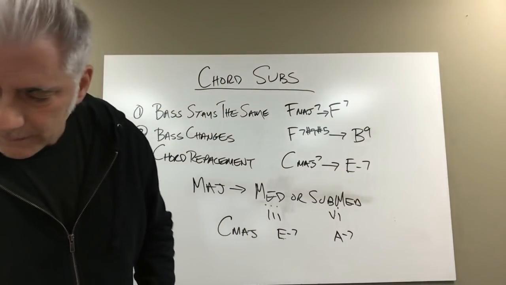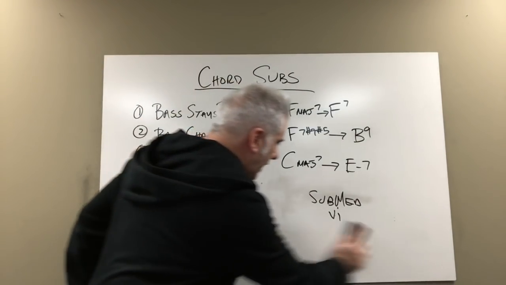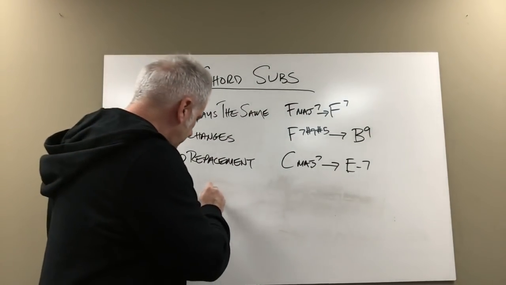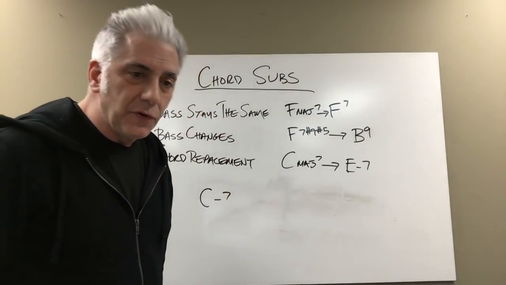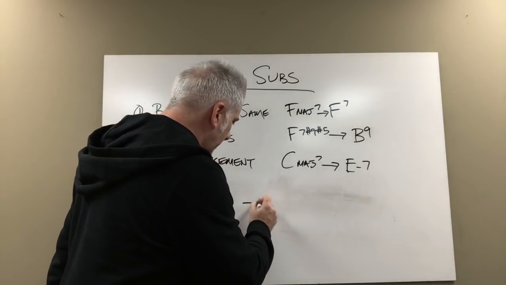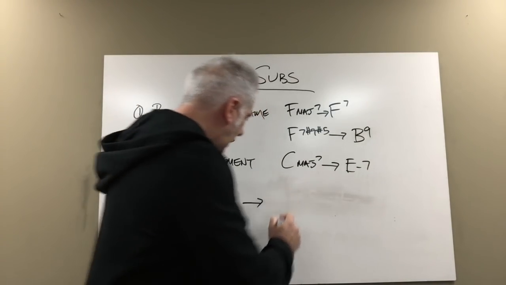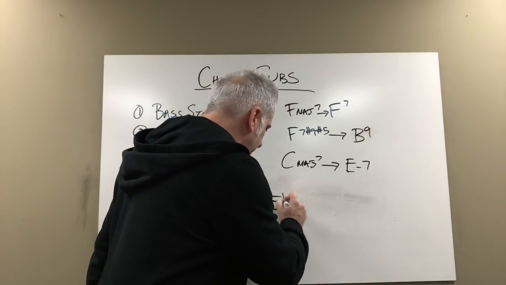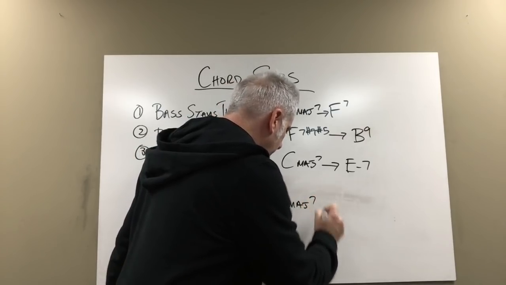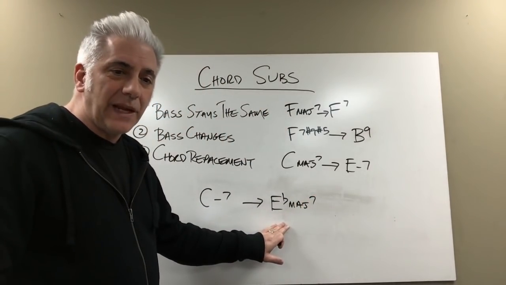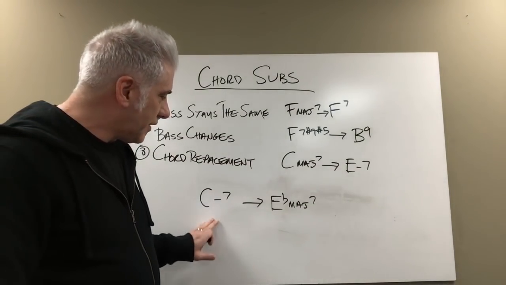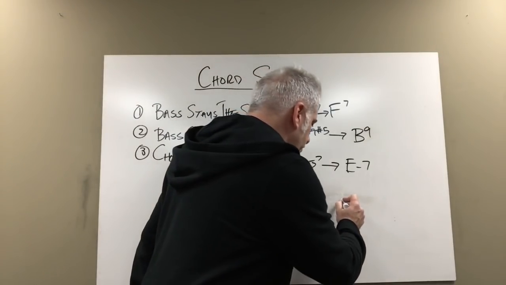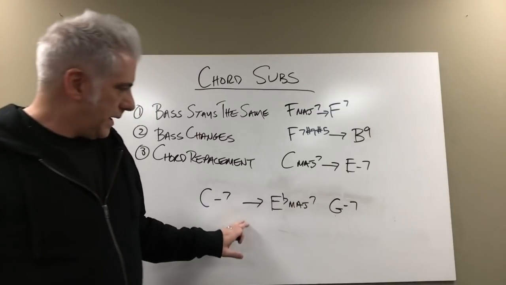Now, if I took a minor 7 chord, let's say I took a C minor 7 chord, you can substitute the relative major. So the relative major for C minor 7 would be E flat major 7. Okay, so C and E flat have the same key signature, so E flat major 7 is a sub for C minor 7. Another substitute for C minor 7 is G minor 7. Okay, I'll show you how these work.